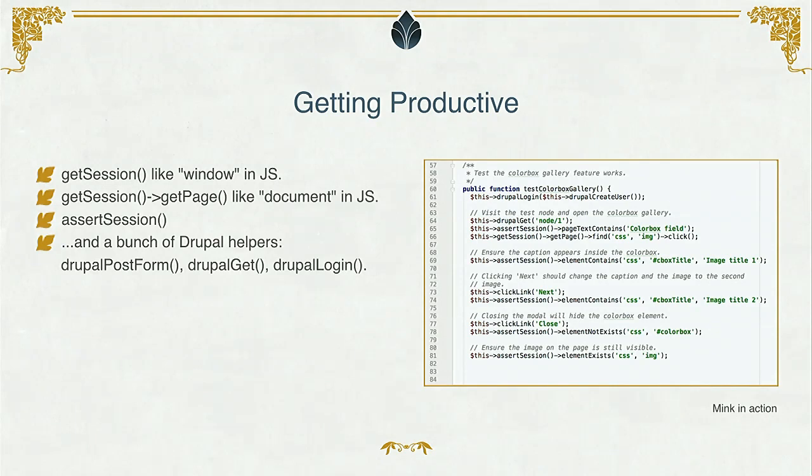So this little snippet is actually from a real test in contrib. It's testing the color box module, and we're testing the gallery here. So we're creating a user, logging them in, visiting a page, clicking on the first image we find on the page, and then we're going to assert a whole bunch of things, and that is that there's an element on the page with a particular caption in it. So this is testing that whole end-to-end integration of installing the module, creating the configuration, actually doing the actions as if you were a user.